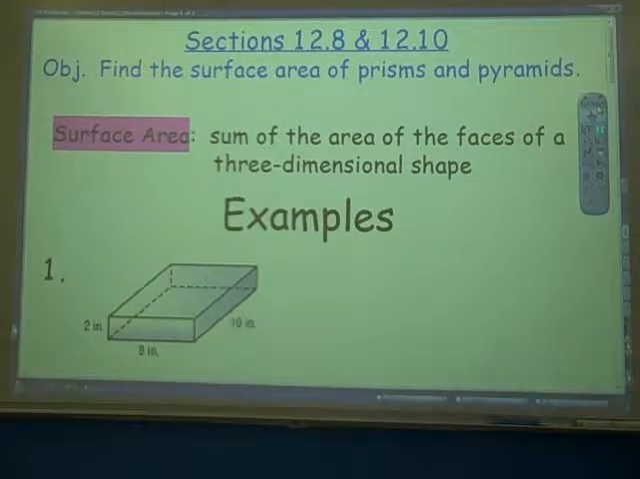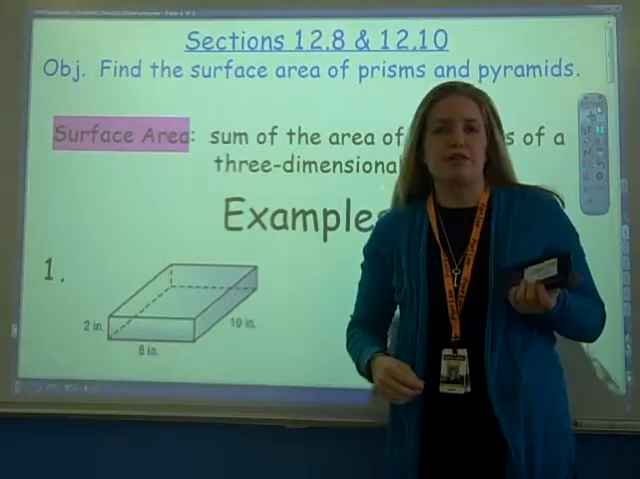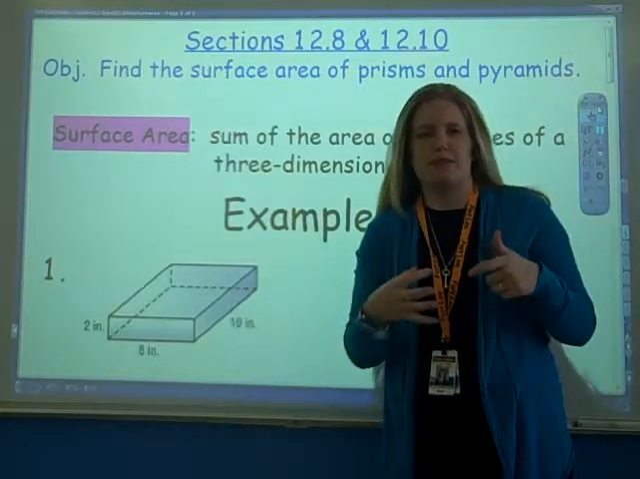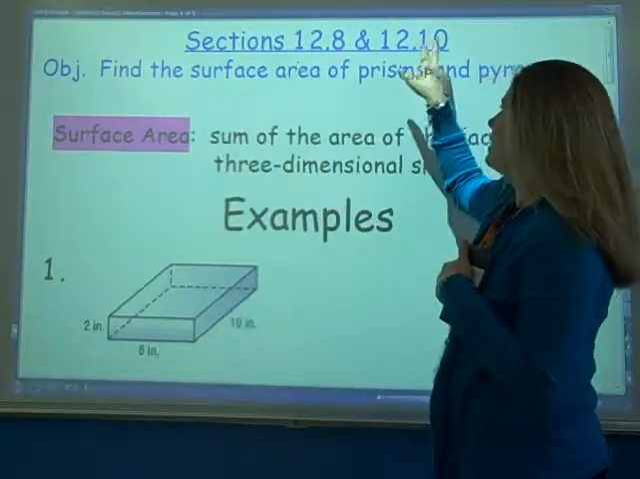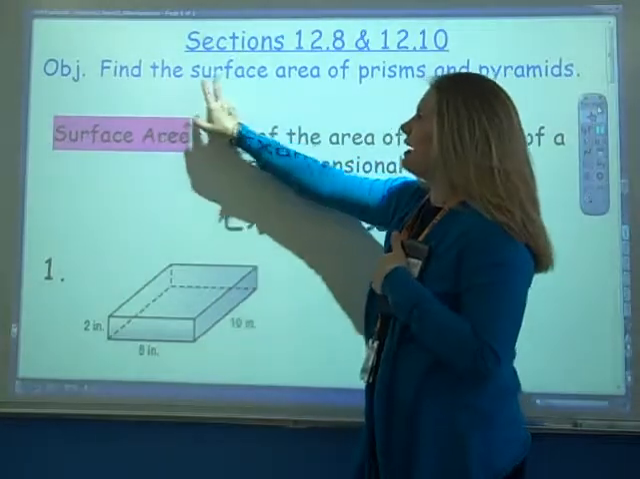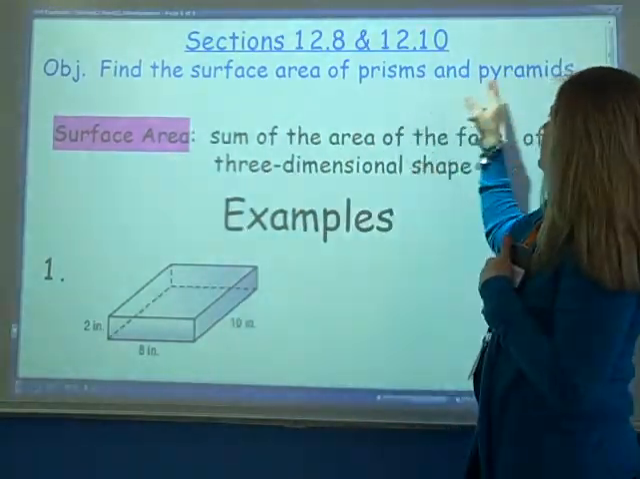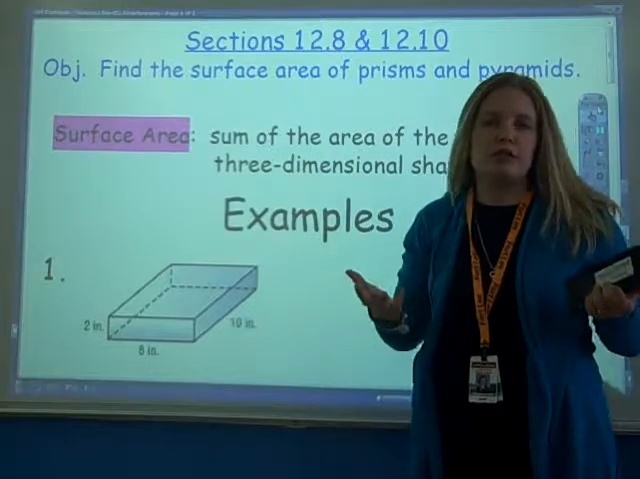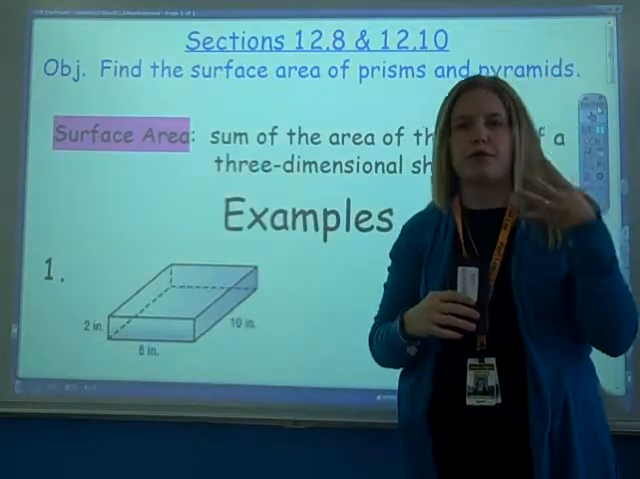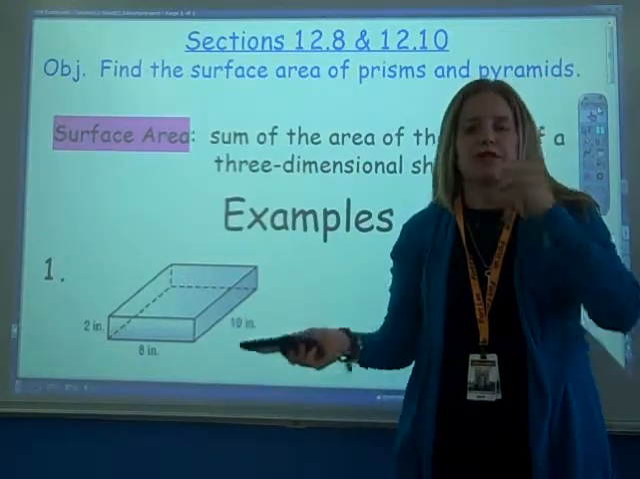Okay, hi everybody. This is a lesson now on surface area. I'm combining a couple lessons from our textbook, so it's 12.8 and 12.10, and we're going to be finding the surface area of prisms and pyramids. So first you need to know what surface area is, then we're going to do 4 examples, and then we're going to do a bunch more in class.